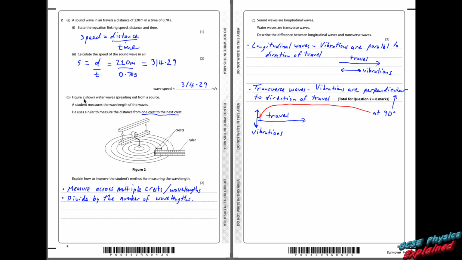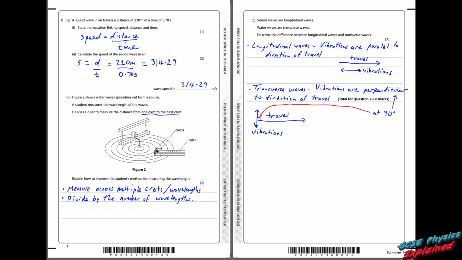Part B. Figure 2 shows water waves spreading out from a source. A student measures the wavelength of the waves. He uses a ruler to measure the distance from one crest to the next crest. So there's the crests there, each one of these large ripples. Explain how to improve the student's method for measuring the wavelength.